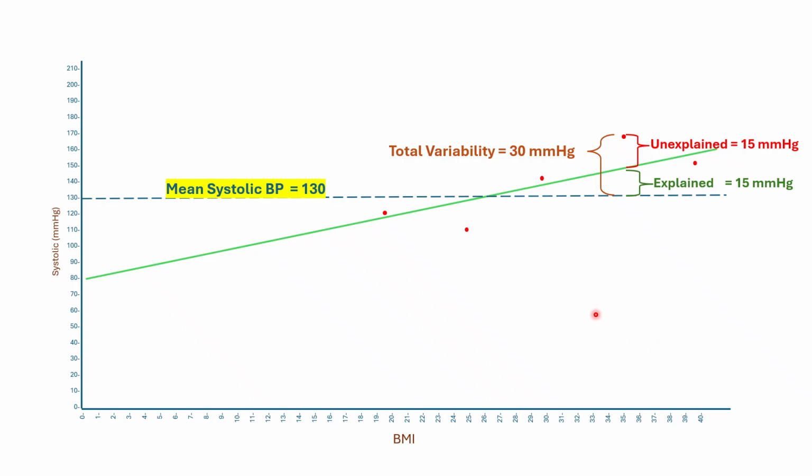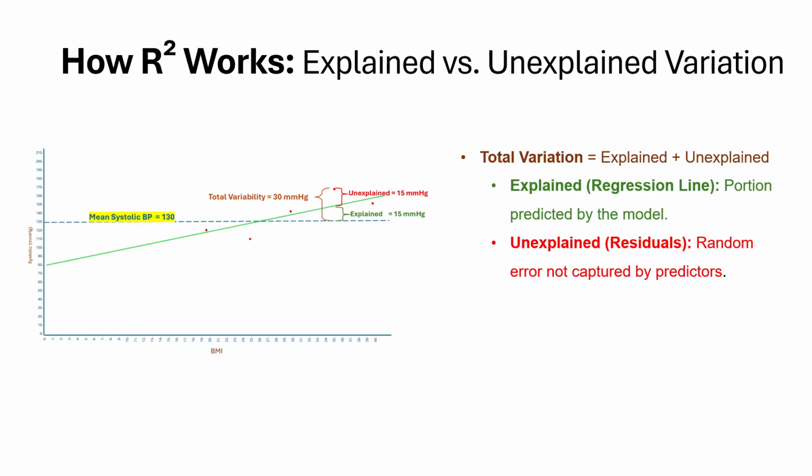So in a nutshell, there is a total variability per participant. For this individual, it was 30 millimeters of mercury, partially explained by higher BMI, which is 15 millimeters of mercury, and partially unexplained, which is 15 millimeters of mercury. So in short, total variation is the sum of explained and unexplained variation.